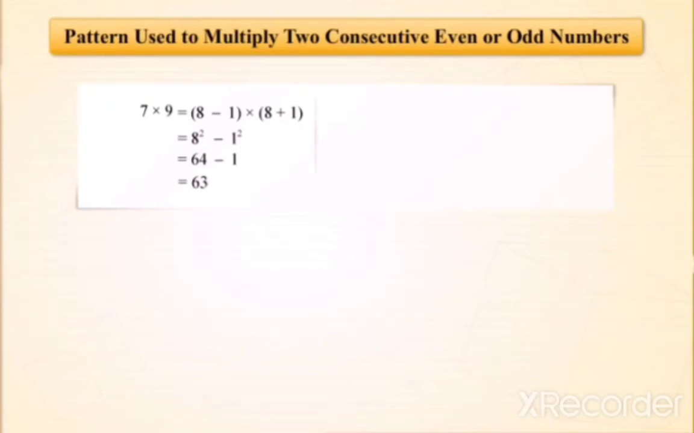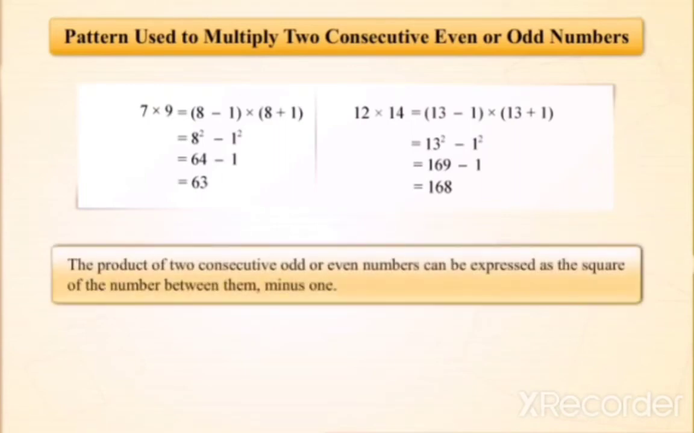Consider one more example. 12 into 14. You can write 12 as 13 minus 1 and 14 as 13 plus 1. This is equal to 13 square minus 1 square. On simplification, you get 168. Therefore, the product of two consecutive odd or even numbers can be expressed as the square of the number between them minus 1.